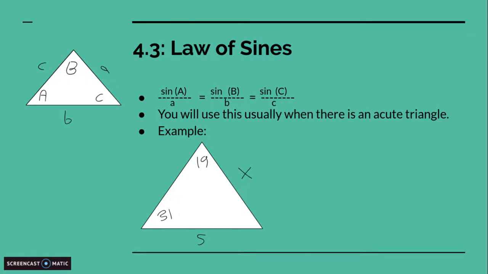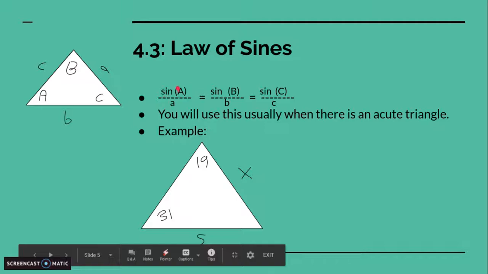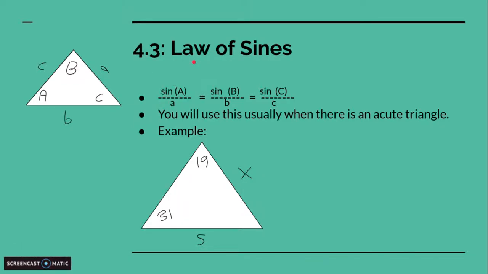So the law of sines just states that if you take the sine of an angle and you divide it by the opposite side, all of those will be equal for any combination that you do. And that's easier to be shown than said, because it might be confusing when you just look at a formula. But you'll usually use this if there's an acute triangle.